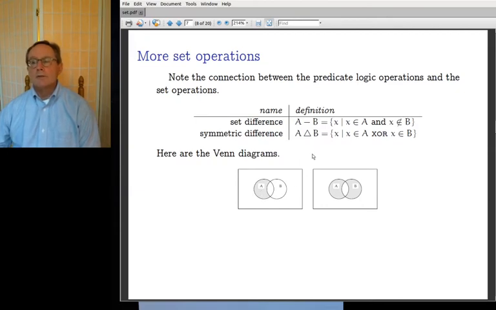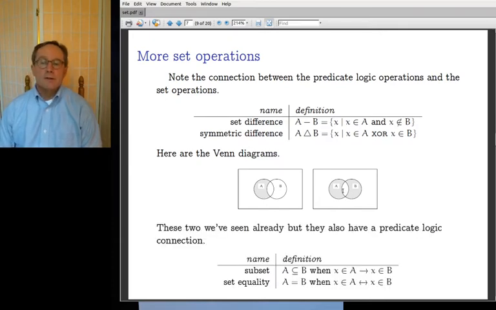The symmetric difference is the set of things that are in A but not B, or B but not A. So here I've shaded A but not B, and also shaded B but not A, but did not shade the overlap. That's called the symmetric difference.